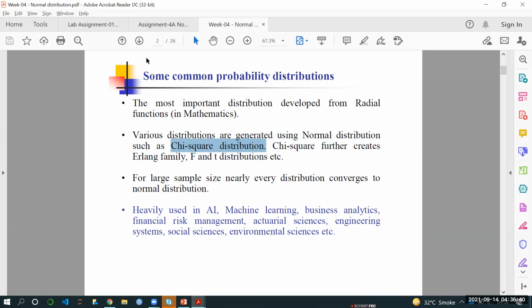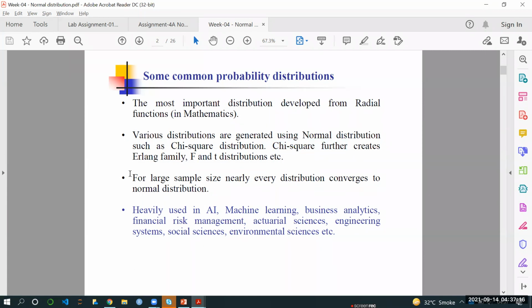One of the most important of them is the chi-square distribution, which then produces the Erlang family of distributions. The Erlang family is used in telecommunication and wireless networks. And then we have the F distribution for variance comparison and the t distribution. So there are a large number of distributions where normal distribution is the key.